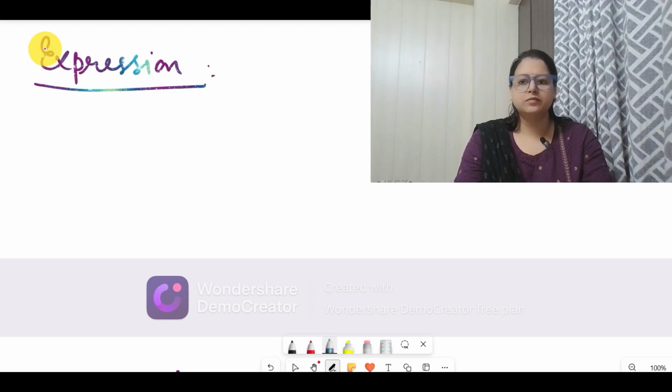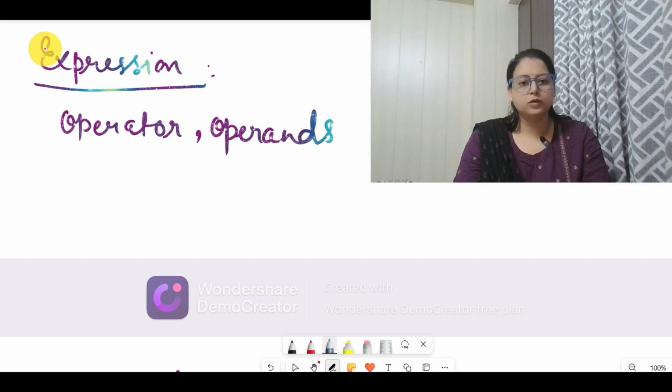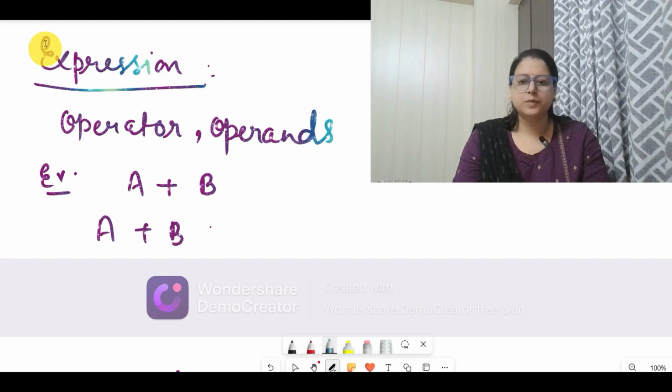Expression means whenever we are writing any operator with operands for any calculation purpose, that becomes an expression. For example, we can see that A and B, these both are the operands on which the operation will be performed, and when we are writing plus over here, we know very well that plus is an operator, meaning it will perform the addition operation here. So this is how expressions will be formed, like A plus B multiplied C.